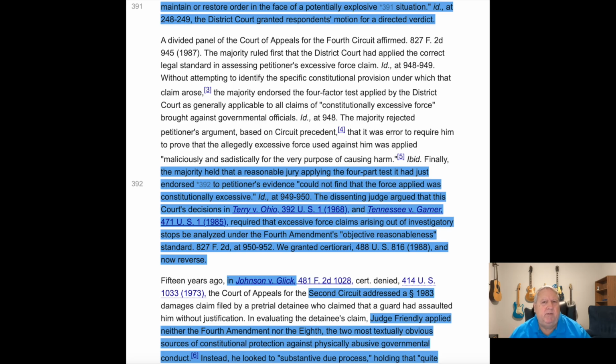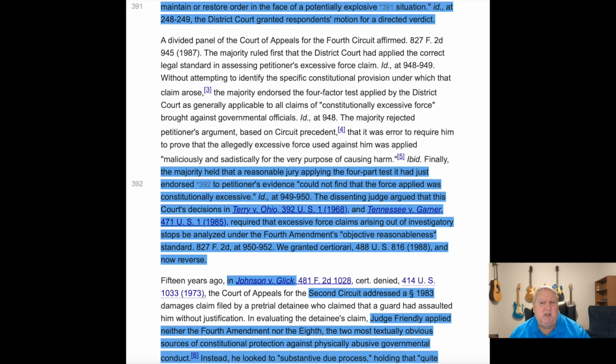A divided panel of the Court of Appeals of the Fourth Circuit affirmed, saying, yeah, we agree with the court on that. The majority ruled first that the district court had applied the correct legal standard in assessing petitioner's excessive force claim. Without attempting to identify the specific constitutional provision under which that claim arose, the majority endorsed the 4-factor test applied by the district court as generally applicable to all claims of constitutionally excessive force brought against governmental officials. The majority rejected petitioner's argument based on circuit precedent that it was error to require him to prove that the allegedly excessive force used against him was applied maliciously and sadistically for the purpose of causing harm. Finally, the majority held that a reasonable jury applying the four-part test it had just endorsed to petitioner's evidence could not find that the force applied was constitutionally excessive.